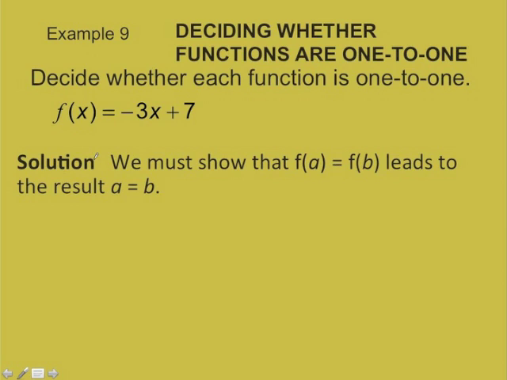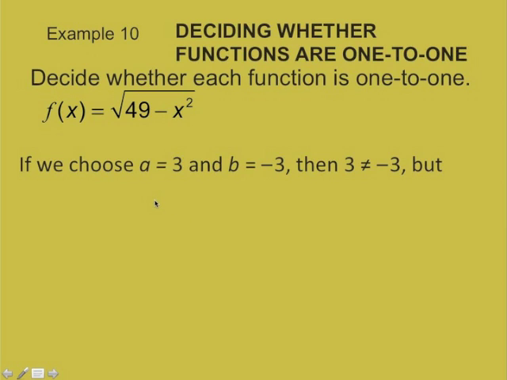In this example, we have the function. We're going to show that f of a equals f of b leads to the result a equals b. So let's do that. f of a would be -3a + 7 equals -3b + 7. So subtracting the 7 from each side, -3a equals -3b. Divide both sides by -3, a equals b. So it does lead to this. This function would be one-to-one.